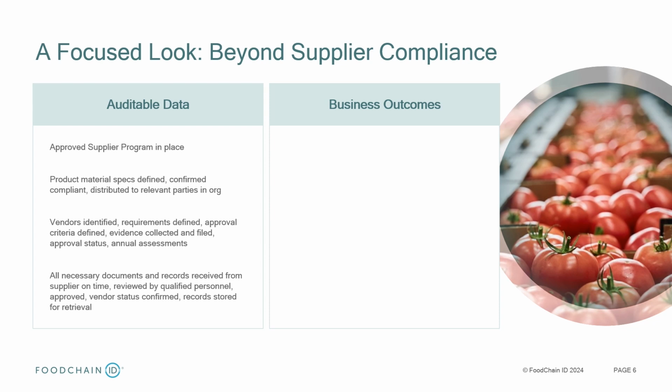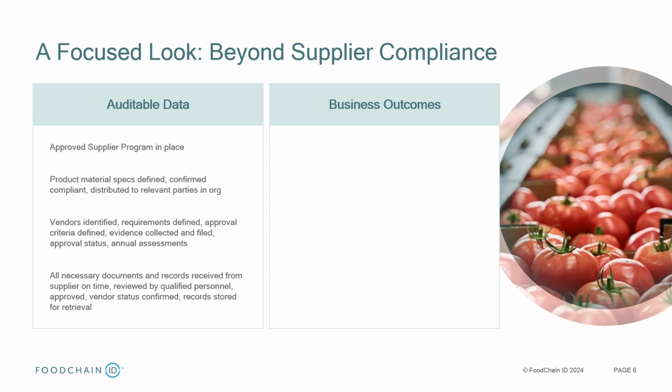We've got their vendor approval status somewhere in our system, and we're performing our annual assessments, whether that be our food fraud vulnerability assessments or just supplier performance overall. And we've got all the necessary documents and records received from those suppliers on time. They've been reviewed by our quality personnel so that we know they're accurate and up to date. They've been approved. The vendor status has been confirmed in our ERP system or however we purchase products from those folks. And all of those records are stored for retrieval so that if an audit does occur, we're ready to provide that evidence.